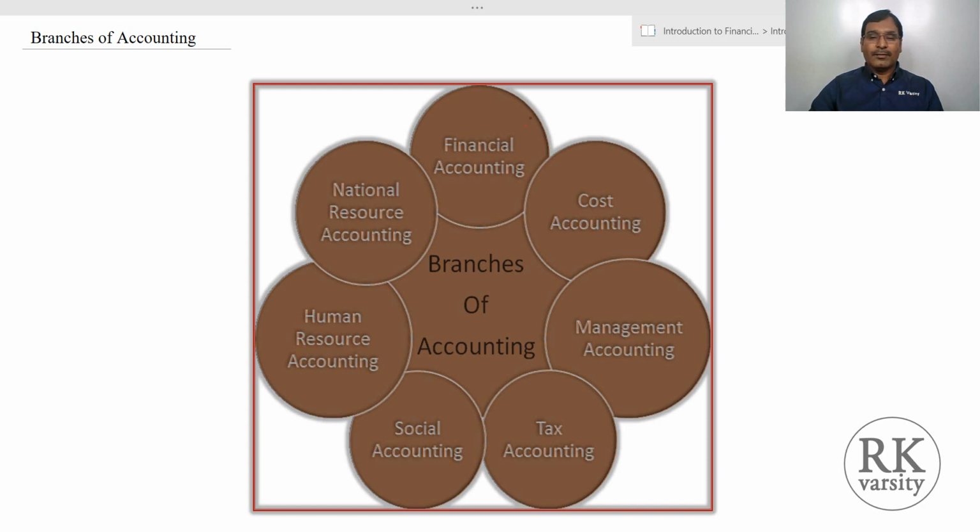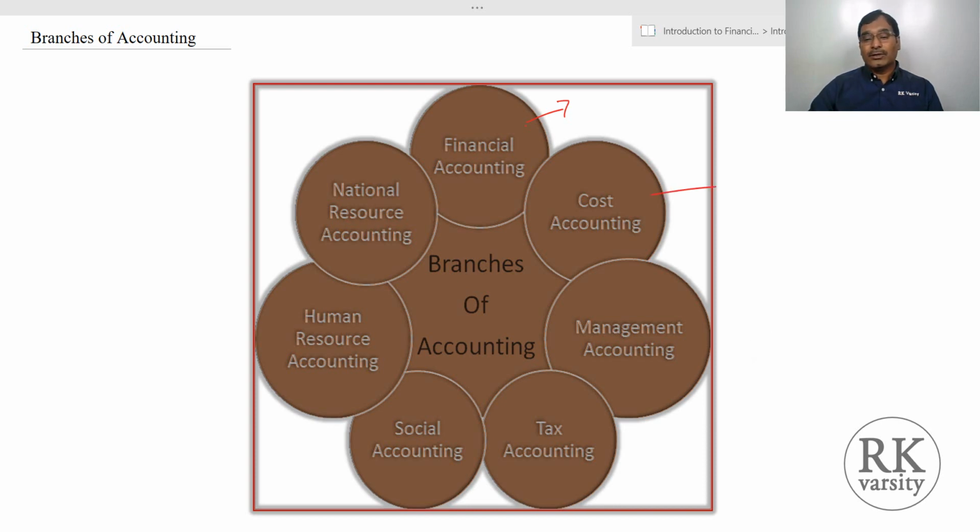At the outset, the core and important one is financial accounting, which even a novice, any individual who is not aware of accounting, knows about. In financial accounting, we record all the transactions, summarize and classify them, then create financial statements. We share those financial statements with external stakeholders and others. So that is your financial accounting.